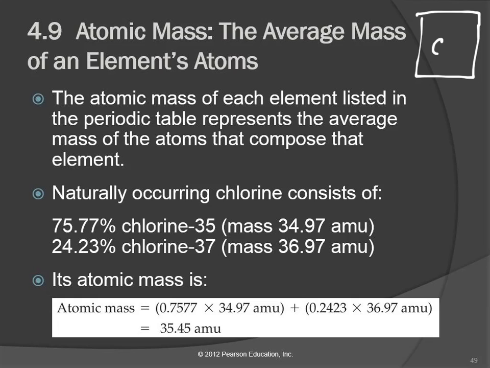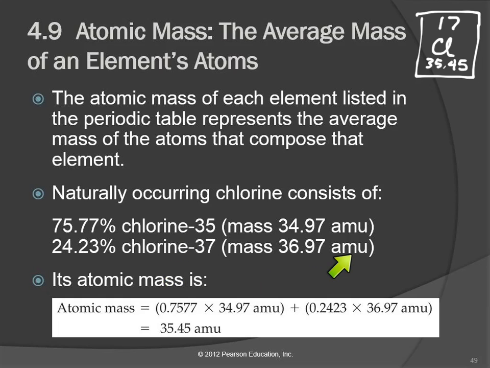We were just talking about chlorine. Chlorine is element 17, right? And there's a number underneath the symbol, and that is 35.45. And that is the average mass of chlorine atoms. There's two different kinds: chlorine 35 and chlorine 37.